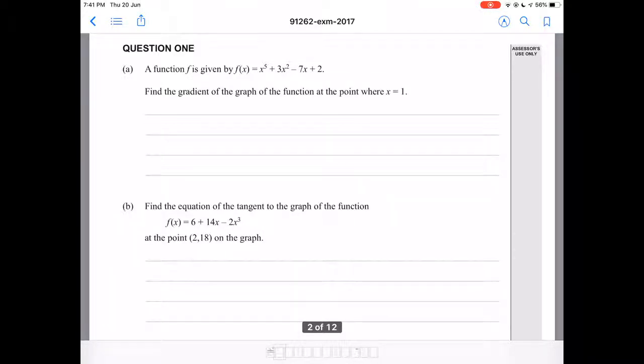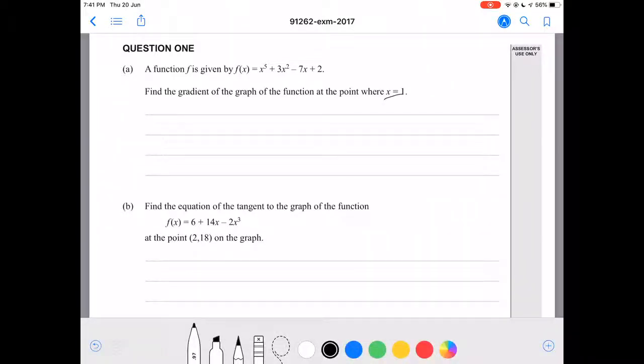Question 1, a function f is given by f of x is equal to x to the power 5 plus 3x squared minus 7x plus 2. Find the gradient of the graph of the function at the point when x equals 1. For this question, we need to differentiate to find our gradient function first. So f dash of x equals 5x to the power 4 plus 6x minus 7.